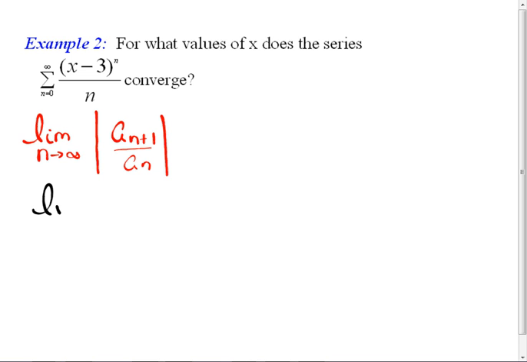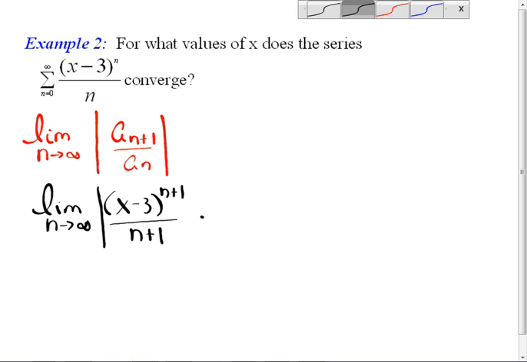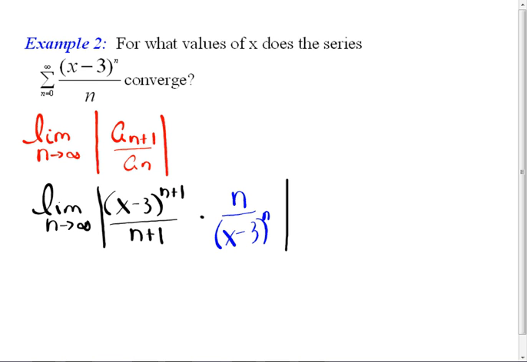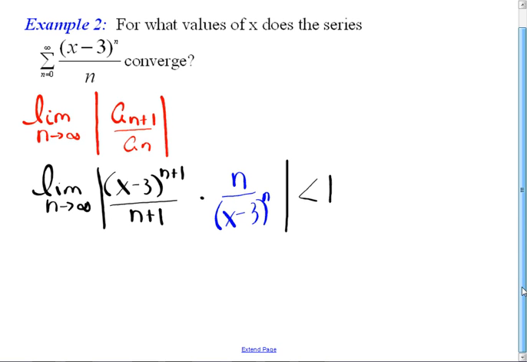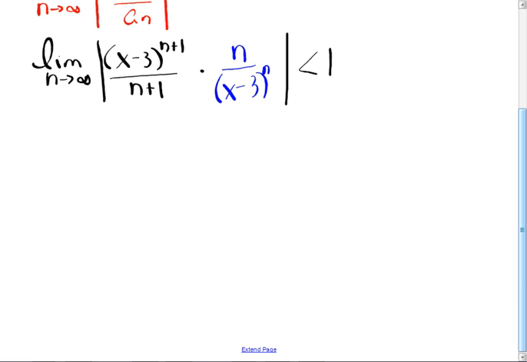So it's the limit as n goes to infinity of x minus 3 to the n plus 1 over n plus 1. Now we're going to divide, but we're going to multiply by the reciprocal of that, so that would be n over x minus 3 to the n. Some of you will see the algebra easier than others. I want that to be less than 1. Remember, now we have variables in there. I'm going to pick the x's, so it's going to be less than 1. This is going to give me an interval.